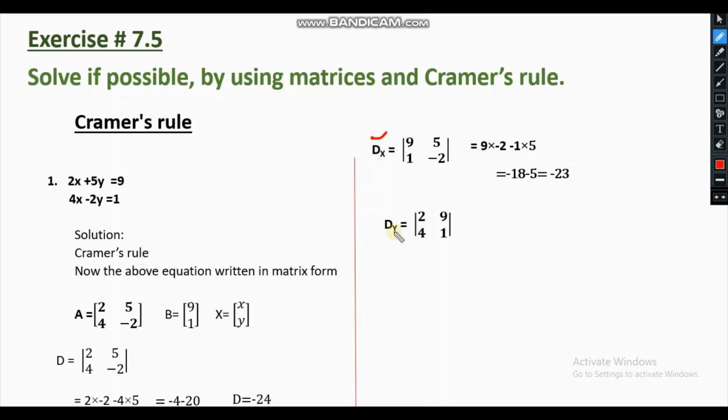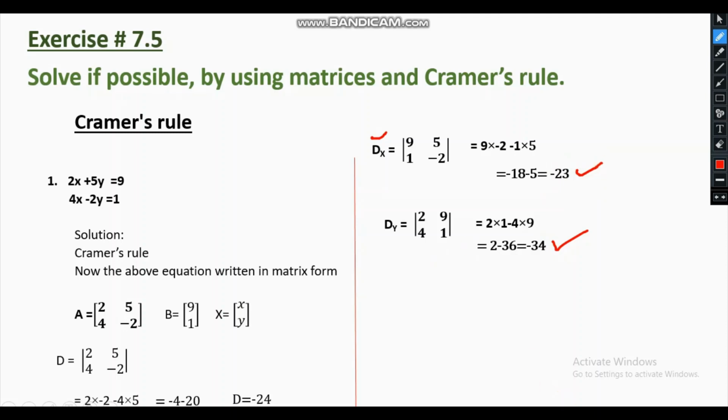Now the determinant of y is the same as the determinant of x, but here we replace this column with b. So 9 and 1 replace the y column, and 2 and 4 stay the same. Now again we multiply 2 times 1 is 2, and the diagonal 4 multiplied by 9, 4 nines are 36, so 36 minus 2 is 34. So this is the determinant of y, and that was the determinant of x.